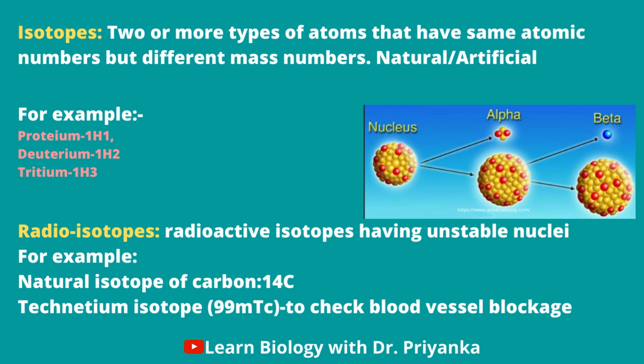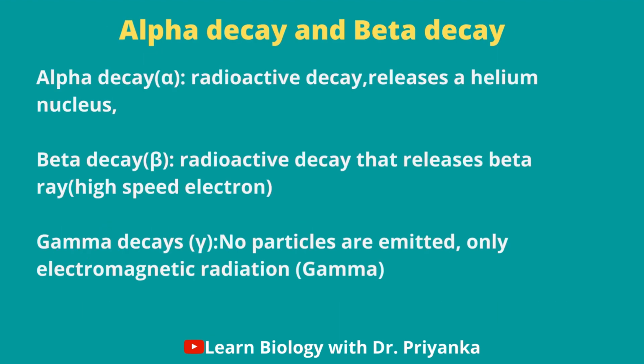In the case of radioisotopes having unstable nuclei, they always emit some radiation. Natural isotopes include carbon, and technetium is also a radioisotope. They are used to check blood vessel blockage, while C14 is used in the carbon dating process. Atoms or nuclei emit other particles so that the nuclei get disturbed and their mass becomes less. So here we see there are 3 types of decay shown here. These are alpha decay, beta decay and gamma decay.